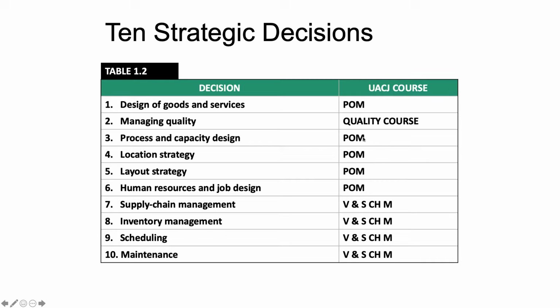These supplements, we can include them in operation management. This one, this one, this one, and this one are all in the operation management process. Then we have a specific course on quality, and then we have all these four left decisions in value and supply chain management. Okay?